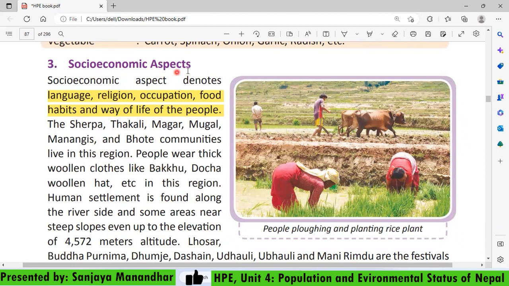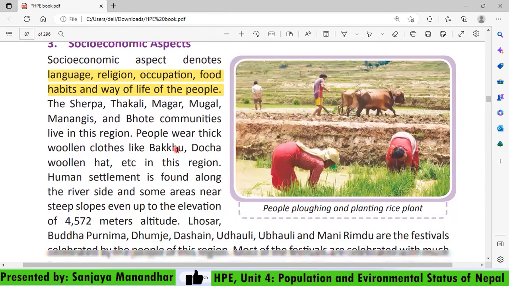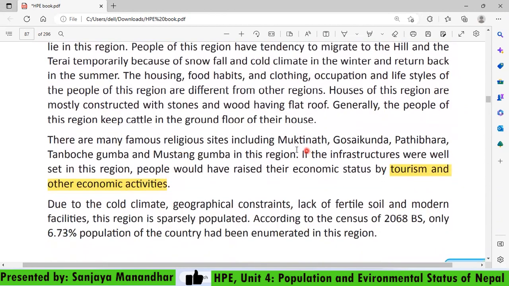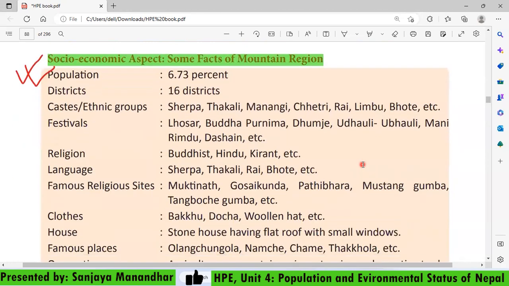Now inside socio-economic aspect, you break it down. Socio-economic aspect means social aspect and economic aspect. So they include language, religion, occupation, food habits, way of living: how they live, how they wear, what they eat, how they eat, what type of lifestyle they have, where they live, what type of houses, what type of clothes they wear, what type of food they eat. Everything comes in this. What type of occupation they follow. So let's go here. Directly, I have gone to the main points.